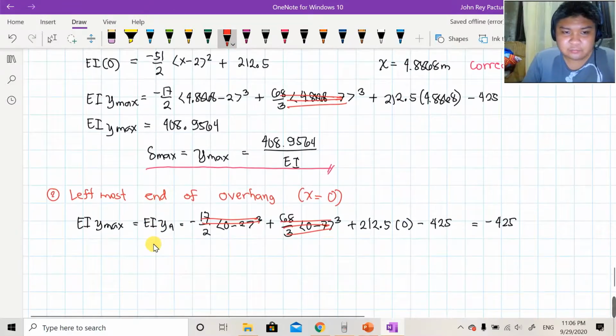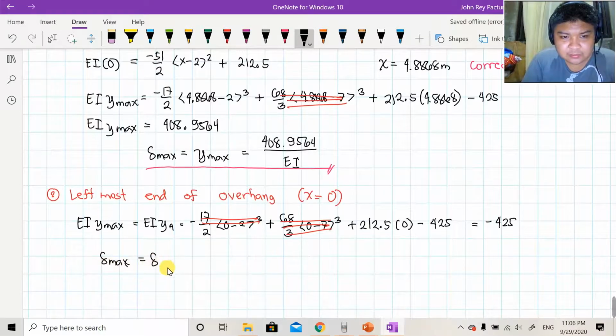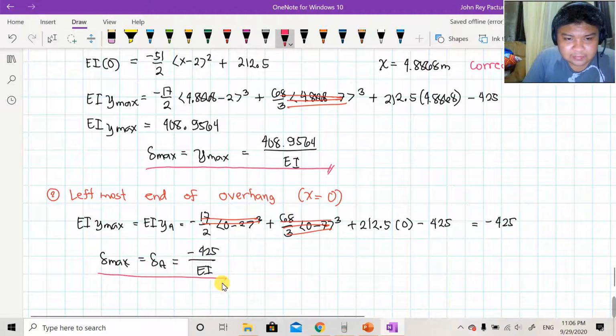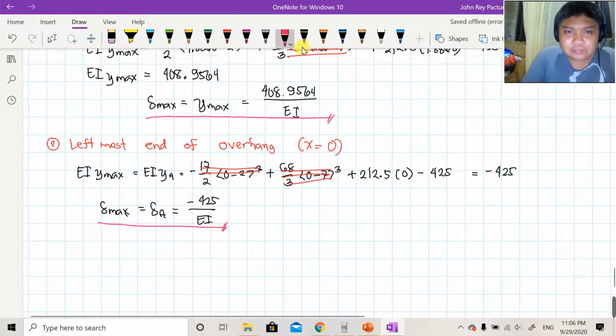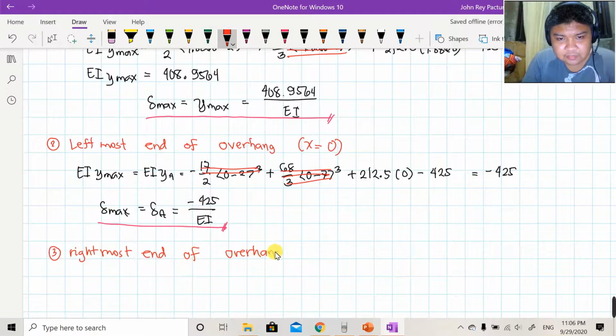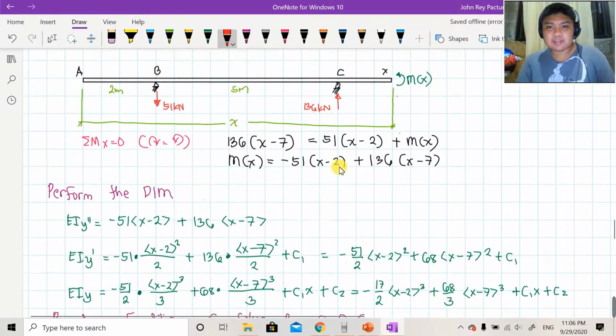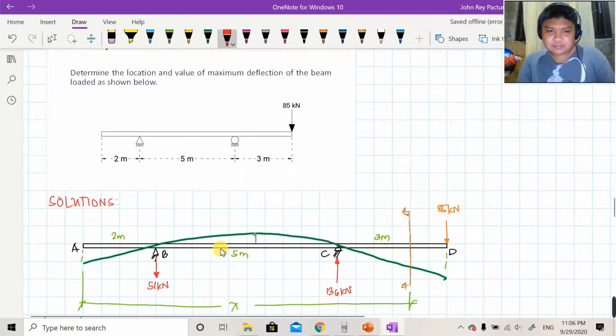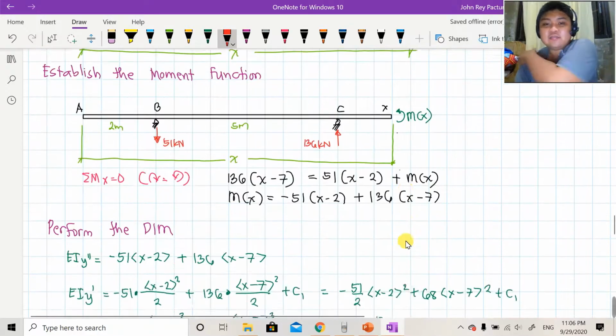So therefore, the y max, or simply the deflection at A, is negative 425 over EI. So that is the second one we will compare, class. Of course, we still have a third to compare. Aside from the leftmost overhang, the third is the rightmost overhang. So at the rightmost end of the overhang, x is equal to 10 meters, because 2 plus 5 plus 3 is 10 meters. Okay? So that is what happens.